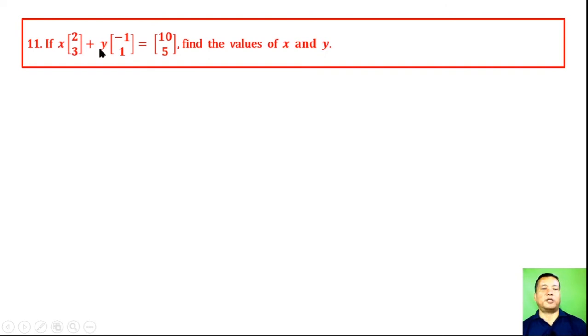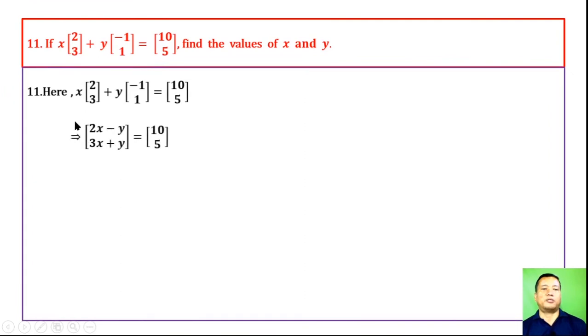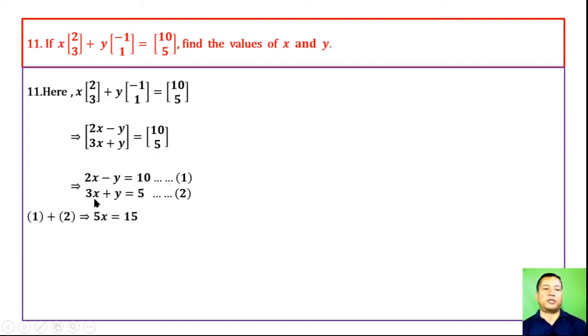If x times this matrix plus y times this matrix equals this matrix, find the values of x and y. Here x multiplies the first matrix and y the second, and we sum up. Equating, we get equation 1 and equation 2. Adding equation 1 and equation 2 so that y is eliminated, we get 5x equals 15, so dividing, x equals 3. Substituting in equation 1, y equals -4. So the value of x is 3 and the value of y is -4.